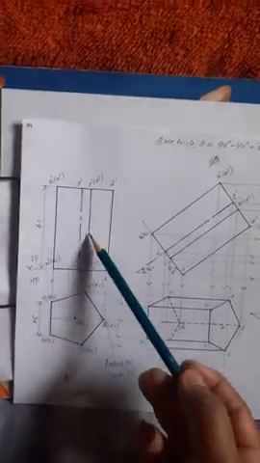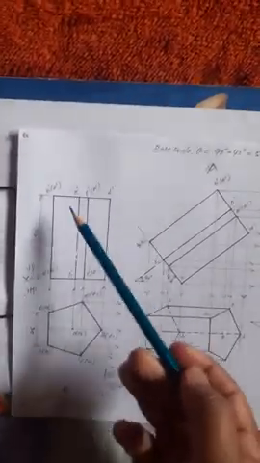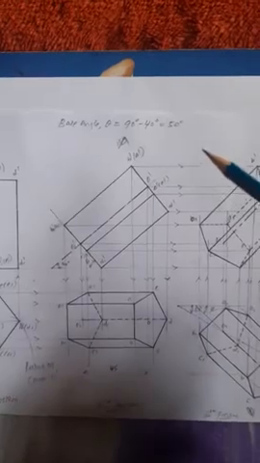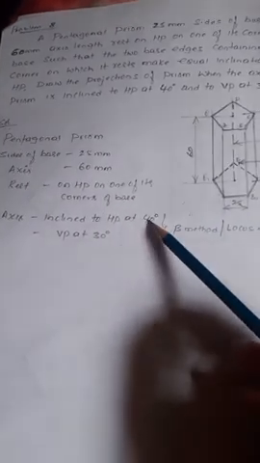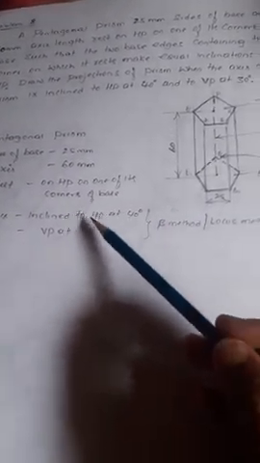Then project it, first position, front view, also you will get. Then second position. Now the given condition: what is the resting condition? Rest over, axis inclined to HP at 40 degree. Whatever the inclination given on the HP, that is showing in VP.